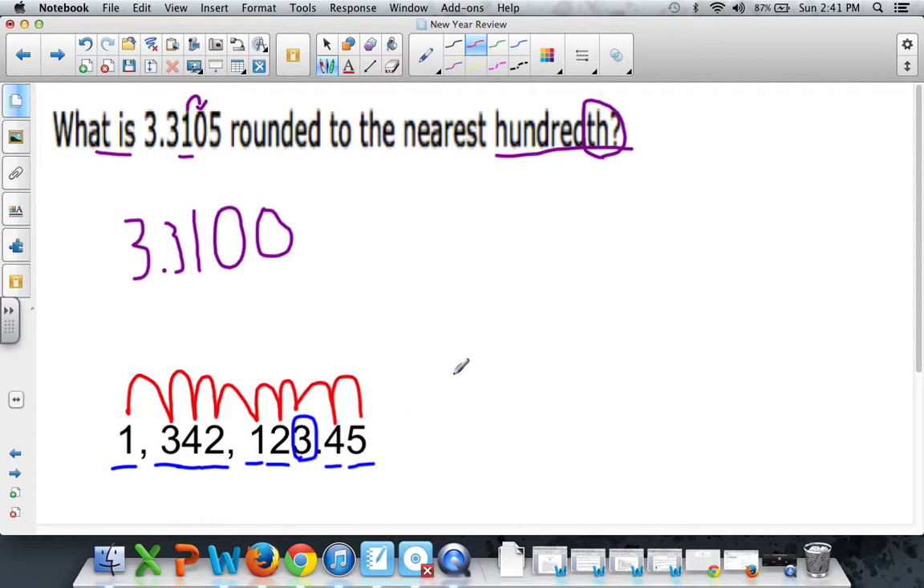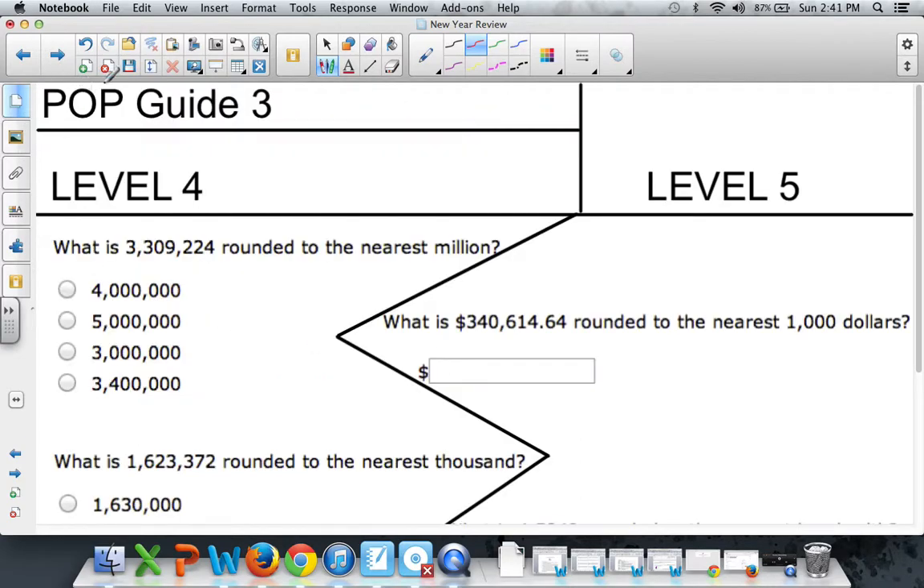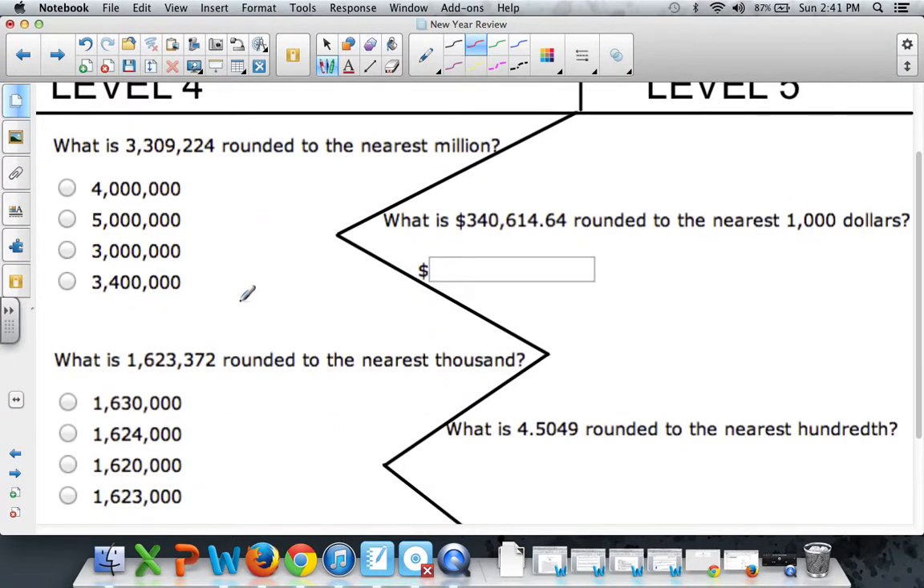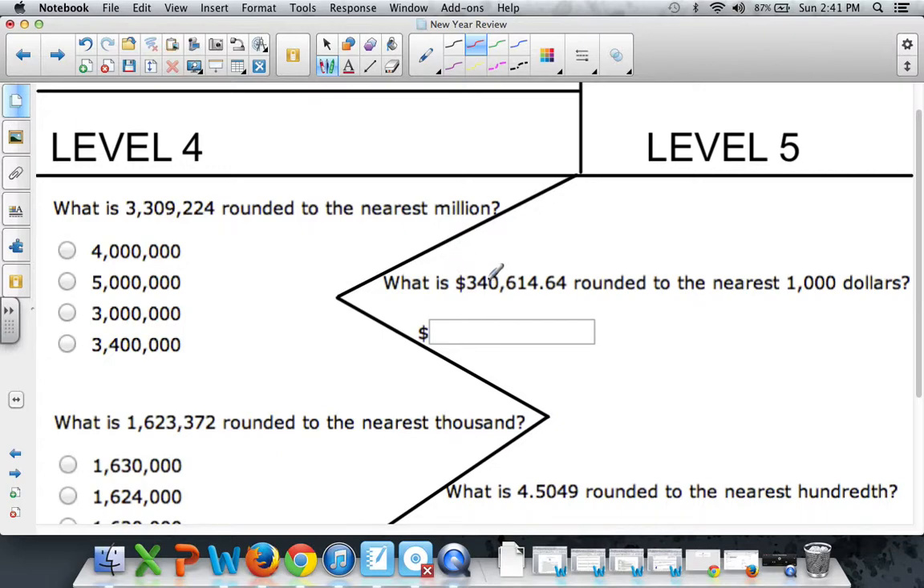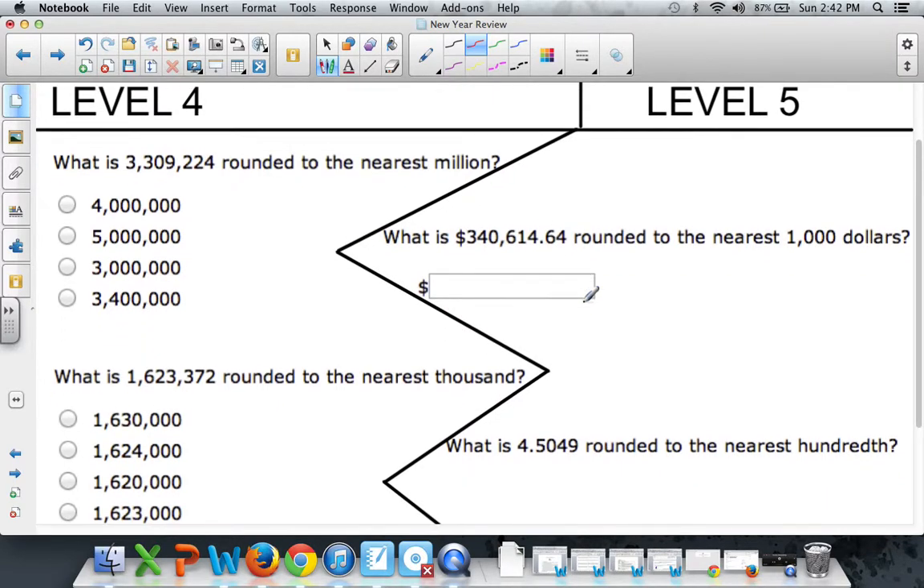Did you get that all in one go with me? If you did, you're doing all right. If you couldn't, maybe you sit and you practice that a couple times. Here's your pop guide. Level 4 is right here. Multiple choice rounding, not so bad. Level 5, a little more challenging, and decimals are involved.